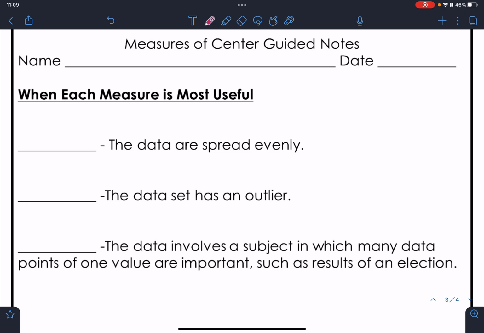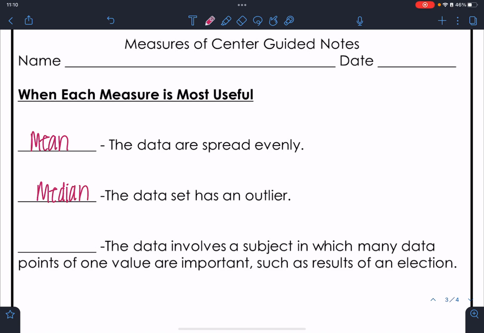Let's go to the last page here. This is just kind of summing everything up. Okay. This is important to know. We're no longer just doing the junior high way of mean, median, mode, where we just need to know how to do the calculations. We want to use a little bit of application there. So let's fill in our words first, and then we'll talk about what this means.